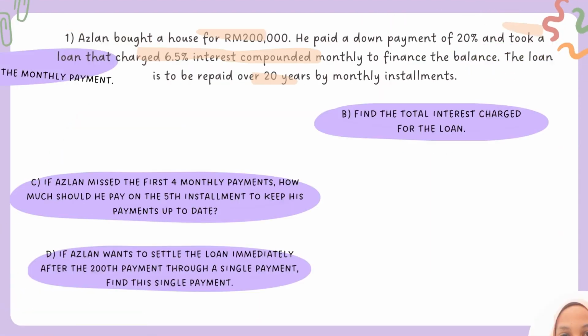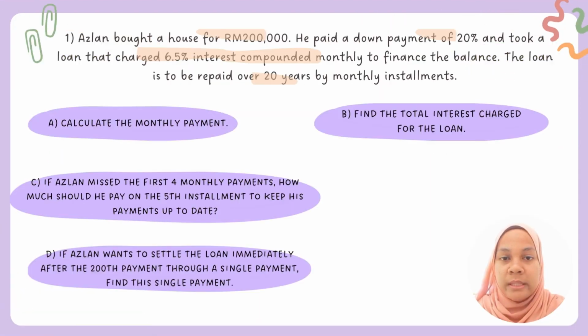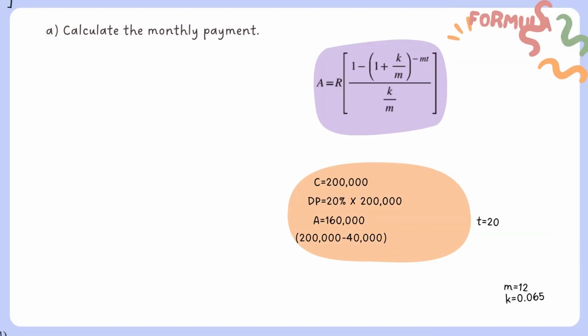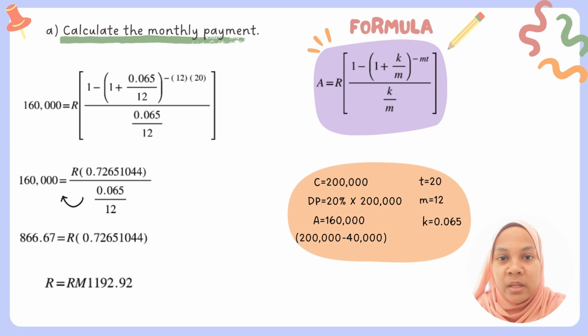Here I'm going to share with you guys how to solve questions 1A, B, C and D. For question A, Azlan bought a house for 200,000. He paid a down payment of 20% and took a loan that charged 6.5% interest compounded monthly to finance the balance. The loan is to be repaid over 20 years by monthly installment. Okay, the first step is to analyze the information.